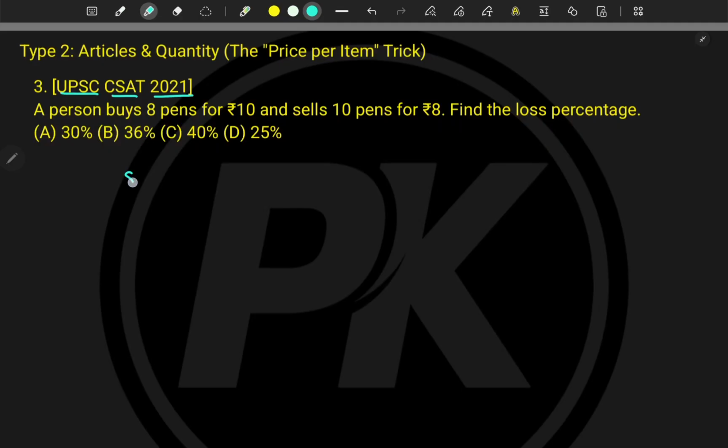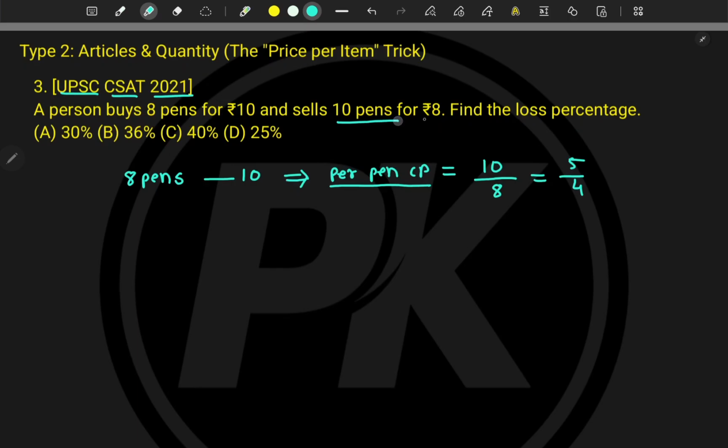A person buys 8 pens for rupees 10, right? 8 pens for rupees 10. That means what is the per pen cost? Maybe I'll just explain the concept first. So what is the per pen cost price? Per pen cost price is equal to 10 rupees divided by 8 pens. That means 5 by 4 is per pen cost price.